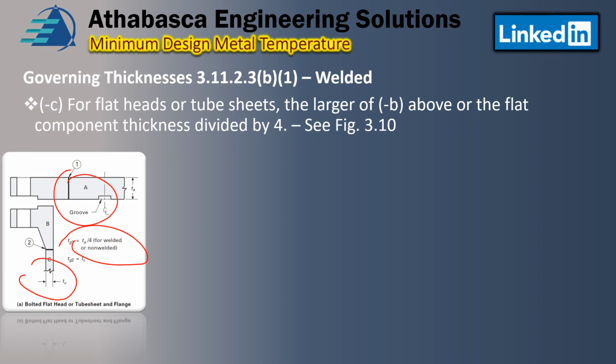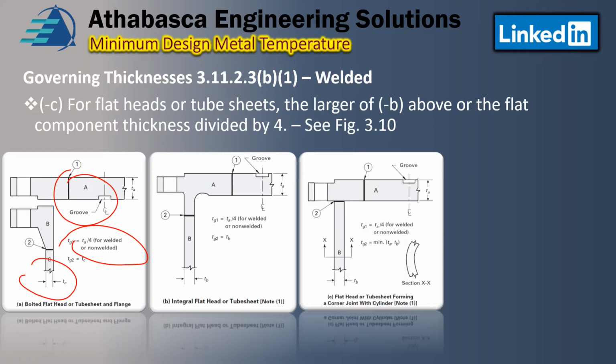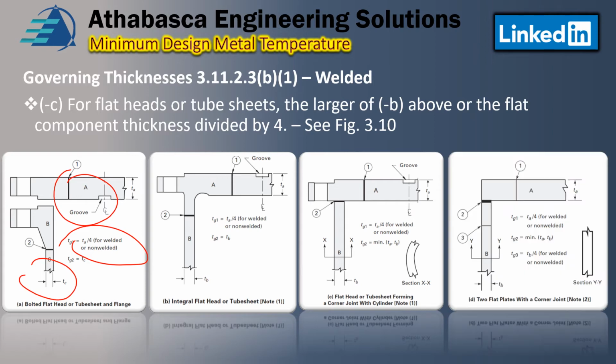I'm going to continue here. You can see the other configurations, same formula, a slightly different design. And we can continue on here. There's another variation shown there, and that's for a flat head or tube sheet formed on a corner with a cylinder, with a joint for a cylinder. And then the last one that they show is D, which is 2 flat plates with a corner joint. And they're showing you the formula for governing thickness.